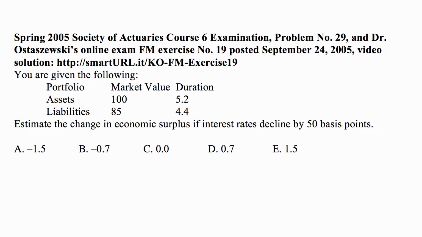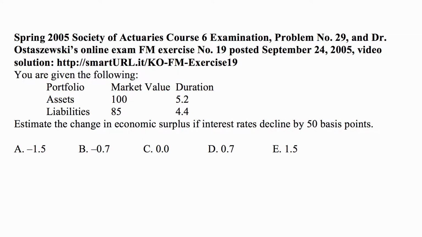Here's a problem for today, for June 3rd, 2018. It's a problem on exam FM, Financial Mathematics. You are given the following. In the portfolio, you have assets of 100 in market value and duration of 5.2, and liabilities of 85 in market value and duration of 4.4. Estimate the change in economic surplus if interest rates decline by 50 basis points.